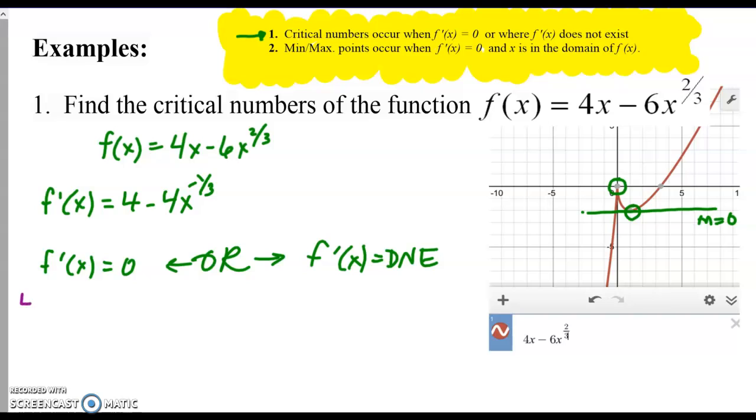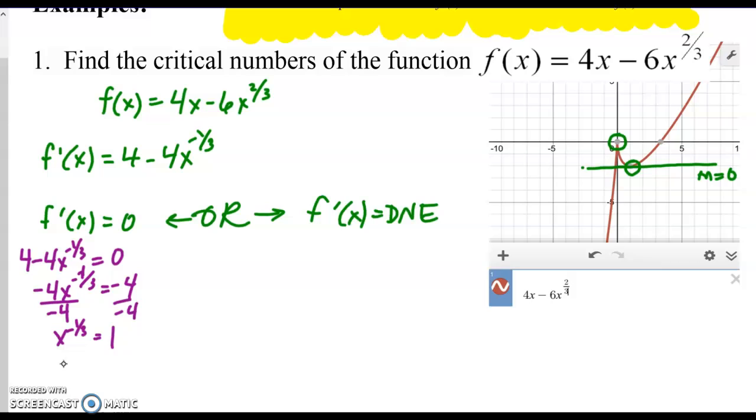Okay, so if the derivative is 4 minus 4x to the power of -1/3, that equals 0. Let's solve for x here. So we subtract 4 from both sides. That's a 1. And divide by -4. X to the power of -1/3 will equal 1. -1/3 is the same thing as reciprocating it. That's a cube root. That's what the denominator and what the exponent does. And the -1 will make it reciprocate, equals to 1. What is the value of x then that makes that true? Well, x must equal 1.